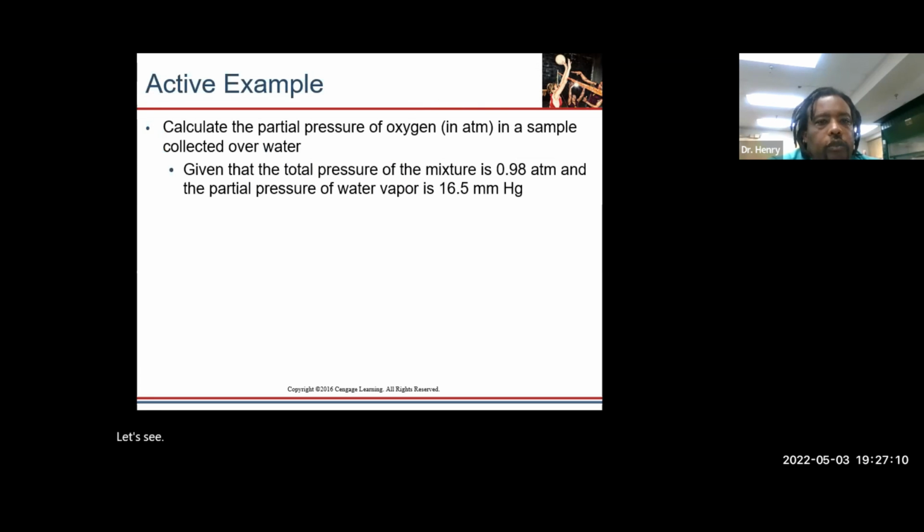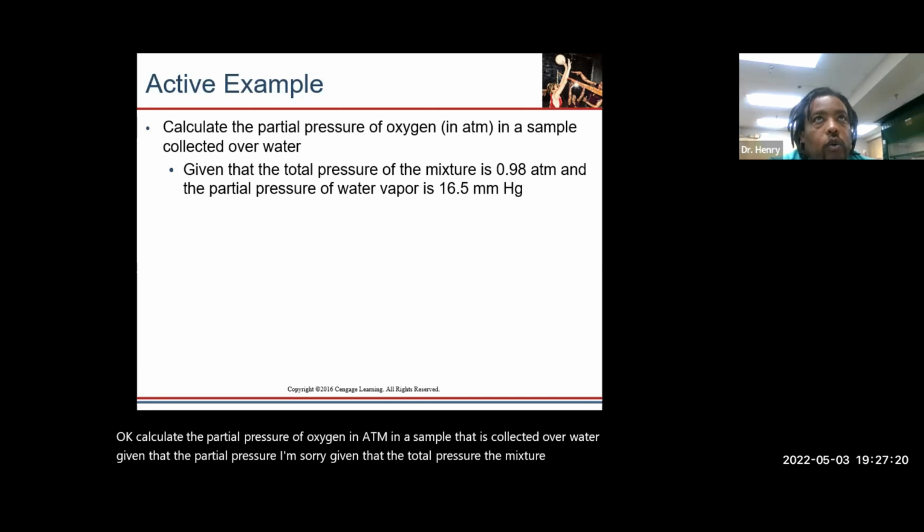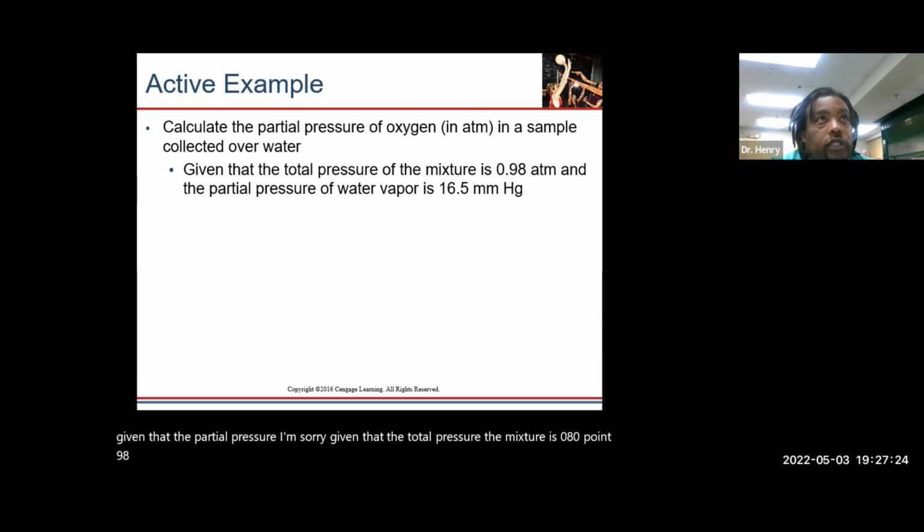Okay, calculate the partial pressure of oxygen in ATM in a sample that's collected over water, given that the total pressure of the mixture is 0.98 ATMs, and the partial pressure of water vapor is 16.5 millimeters of mercury. What is the first thing I need to do?